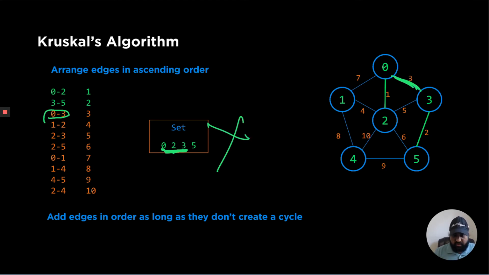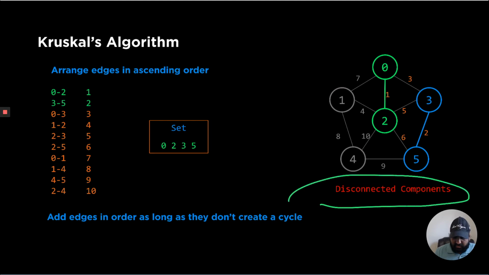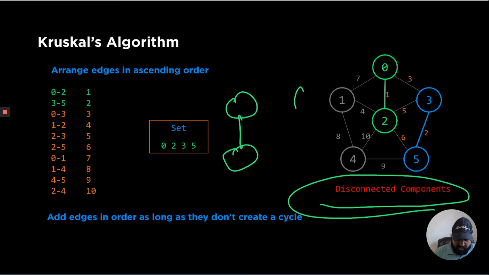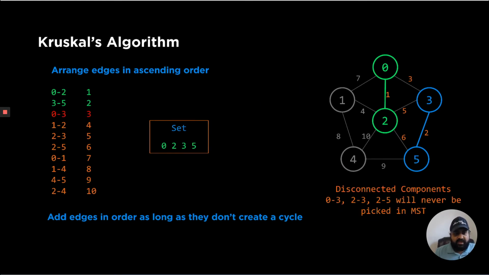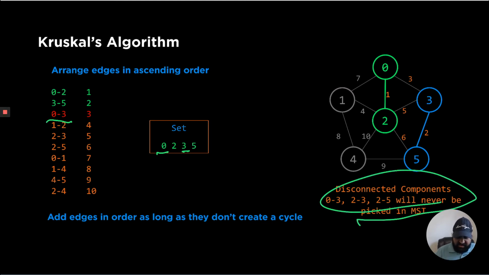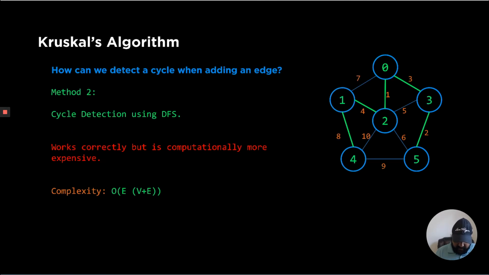So this approach doesn't work in the case of disconnected components, because the set won't be able to figure out whether the components are connected or disconnected. Edges like 3 2, 5 2 or 5 0 will never be picked in the minimum spanning tree if their vertices are already in the set. So this brings us to the second approach, which is correct, but computationally more expensive.